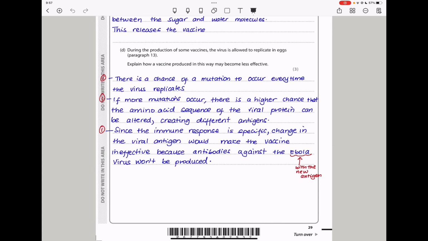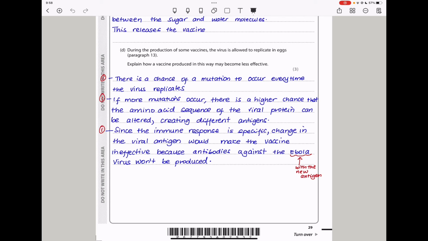Part D says, during the production of some vaccines, the virus is allowed to replicate in eggs. This is from paragraph 13. Explain how vaccine produced in this way may become less effective. Every time something is allowed to replicate, a mutation could occur. So I said, there is a chance of a mutation to occur every time the virus replicates.